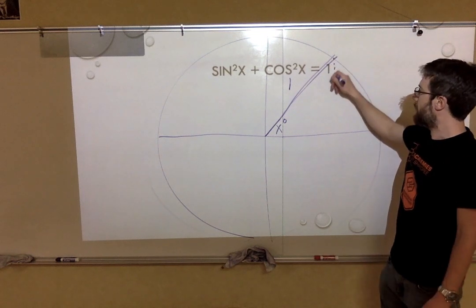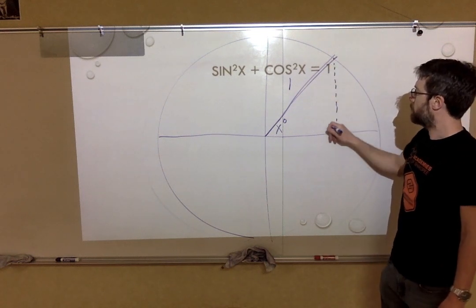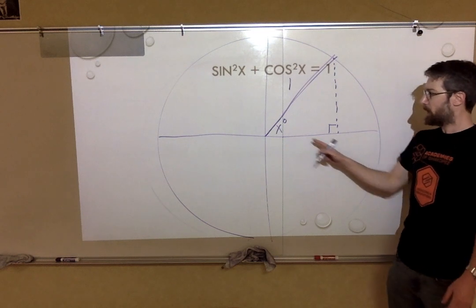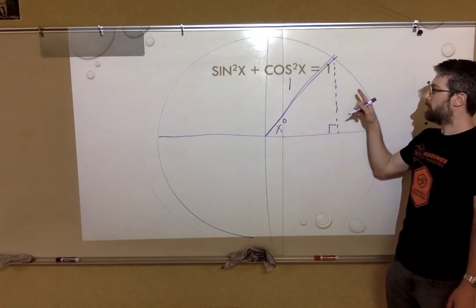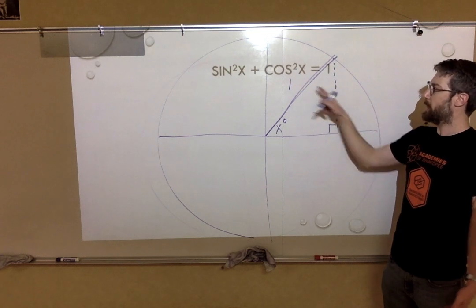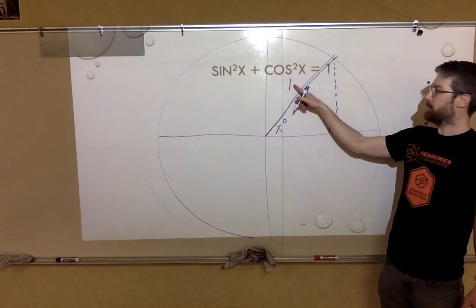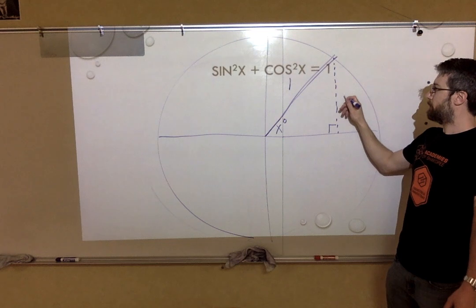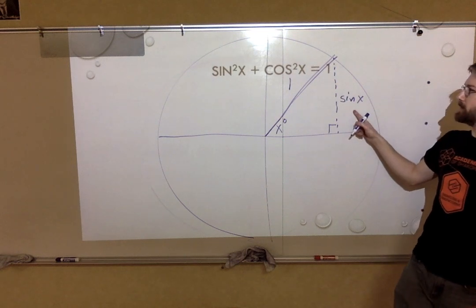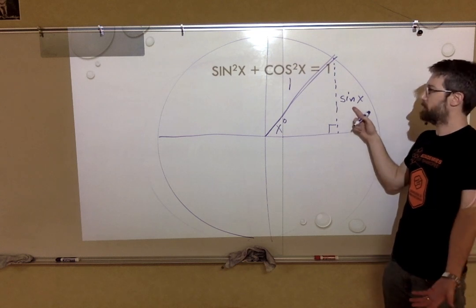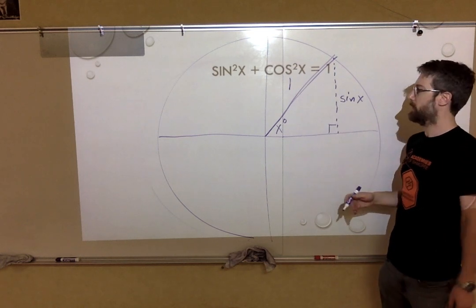I know for every angle, I can make a triangle, a right triangle. Sine is equal to opposite over hypotenuse. And so if the hypotenuse is 1, that means that this side is just equal to sine of x, because it's sine of x over 1. It just stays sine of x.